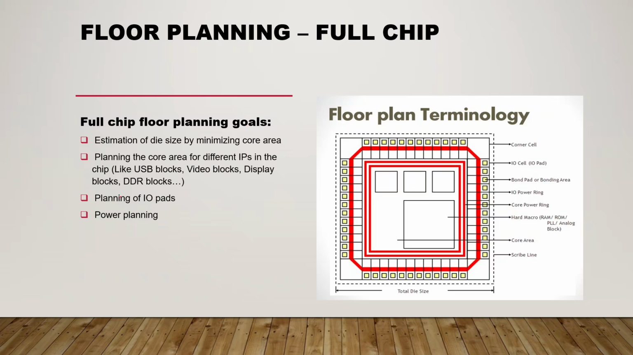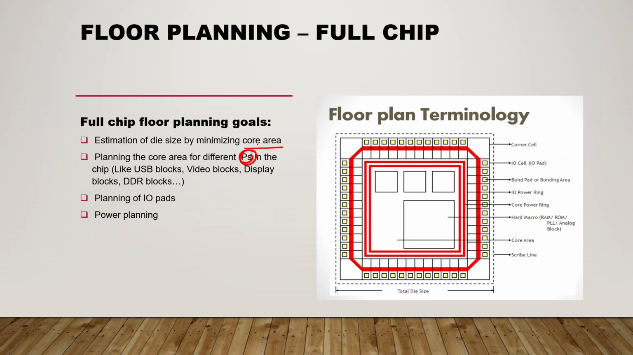You need to estimate the die size by minimizing the core area, and core area for different IPs. What is IP? Tell me. IP means intellectual property, no? IP is nothing but intellectual property. Suppose you have a RAM.